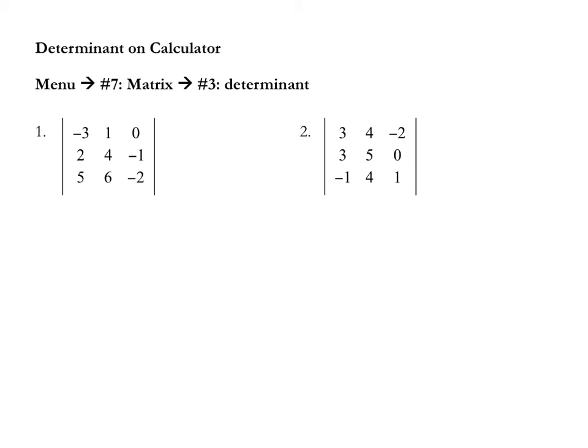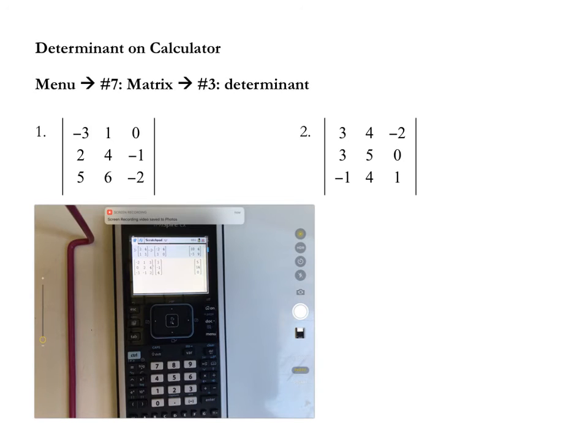Alright, the next thing we're going to learn to do is how to find the determinant on the calculator. You're just going to have to hit the menu button and find matrix and then find determinant, but I have a video to show you how to do that on your calculator. Alright, so to find the determinant, the first thing you have to do is pull up that function on the calculator.